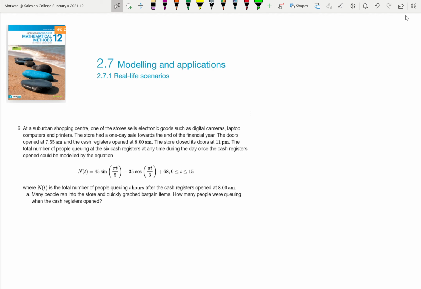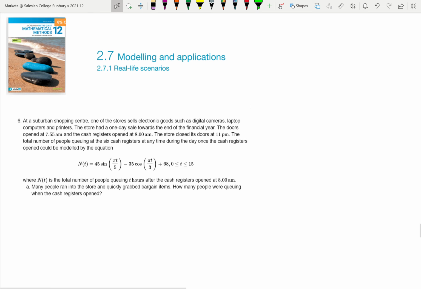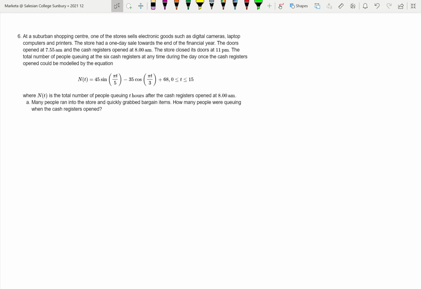Hi guys, today we're going to do the last question from 2.7, the modelling and applications of our circular functions from our JacPLUS textbook. So it's question 6, and they're talking about a shopping centre having a sale, a one-day sale towards the end of the financial year.